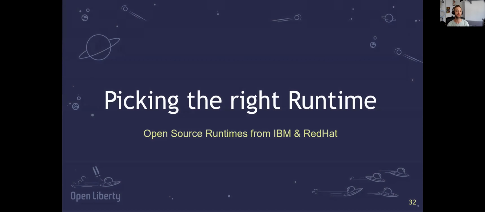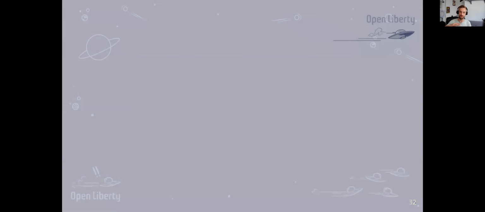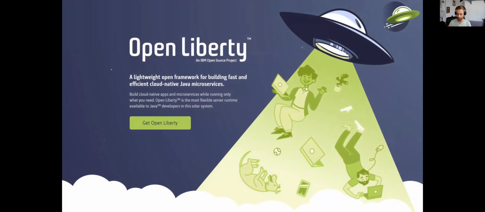So picking the right runtime. We could pick the best JVM, we could tweak it, we could have a really efficient application. But if we're using the wrong runtime for that, then all of that goes out the window, really, because out of the stack, the runtime is a very big part of it. So I'm going to talk about one of IBM's open source runtimes, OpenLiberty. We've just had our 5th anniversary birthday.